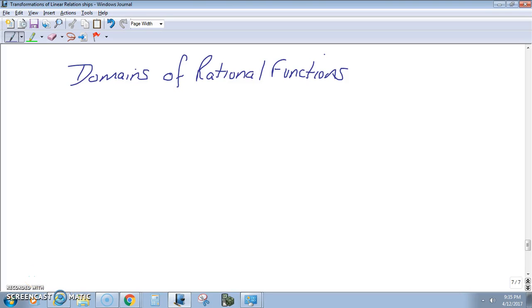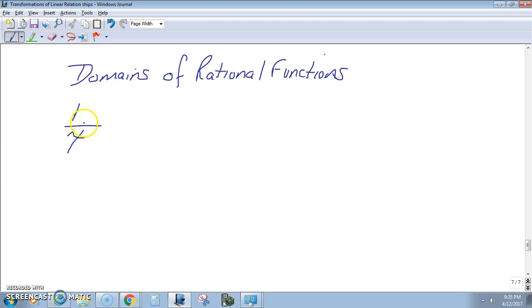Okay, baseball fans, I hope that you have already watched the vertical asymptote video because the domain of a rational function is basically going to be those answers, but kind of the opposite. So that was a little bit confusing. What does that mean? Let's start off with our basic parent function for rational functions.